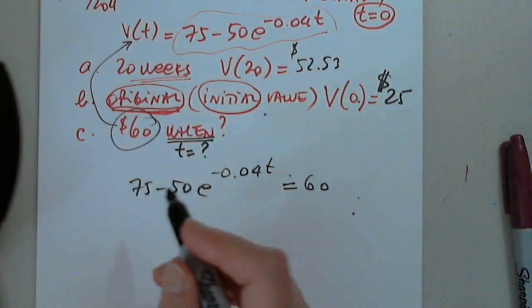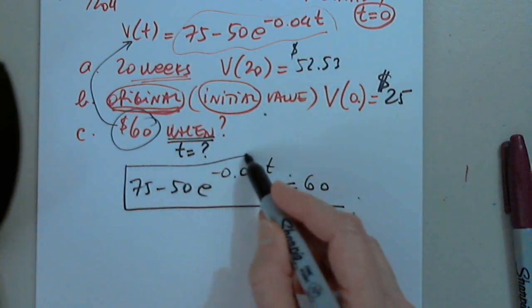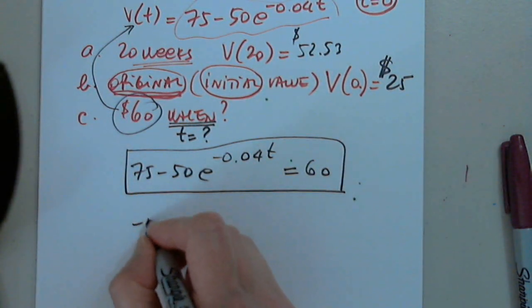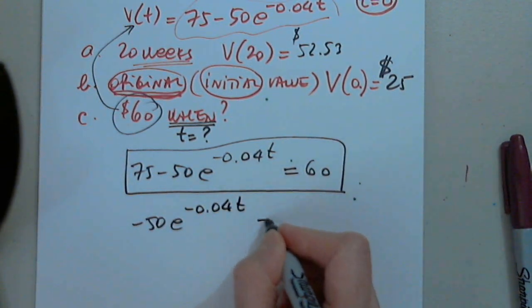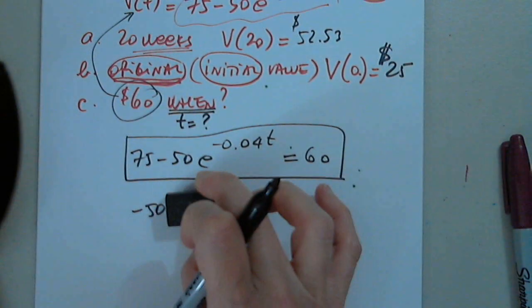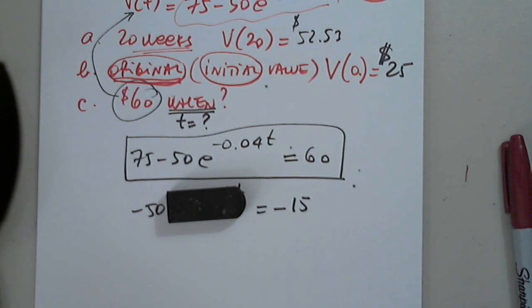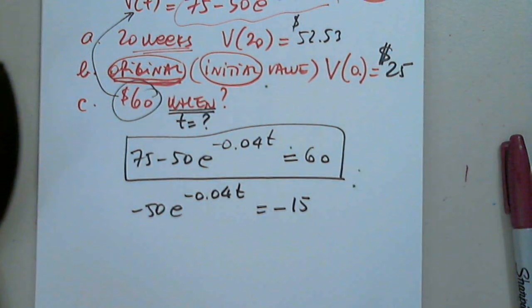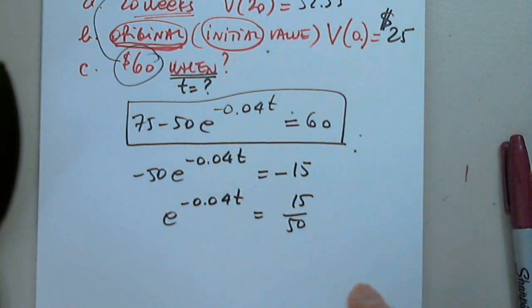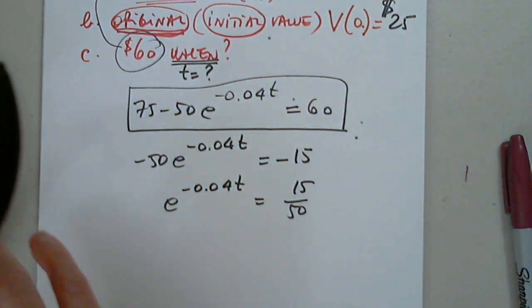Okay, now, how do I solve this equation? What is the first step? Subtract 75. Absolutely. Negative 50e to negative 0.04t equals 60 minus 75, negative 15. Awesome. What is the next step? Divide both sides by negative 50. Awesome. 15 over 50, and I can simplify by 5, 3 over 10 is not important. What do I do next?